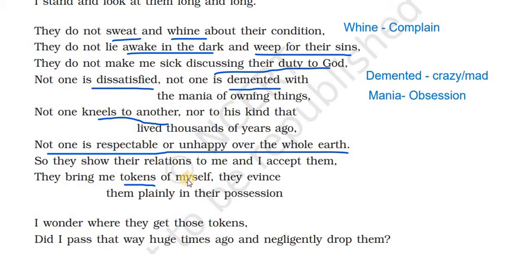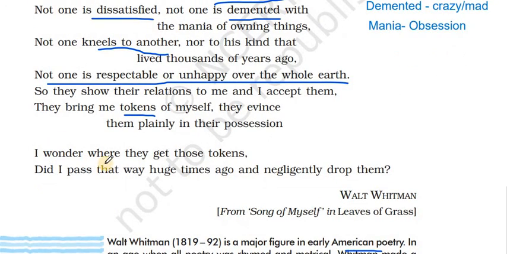But instead, they're filled by negative qualities like jealousy, greed, all this unhappiness. We have filled up ourselves with all this. That's what he says. They bring me tokens of myself. He says the animals remind me about the good qualities that I used to have. They evince refers to showing them plainly in their possession. They literally show off that goodness. Animals do that. He says, I wonder where they get those tokens. He's wondering how they still have this token when humans have lost it, isn't it?